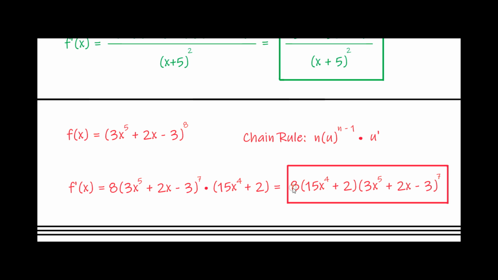So 8 times the quantity of 15x to the 4th plus 2 times the quantity of 3x to the 5th plus 2x minus 3 to the 7th power is the correct answer.